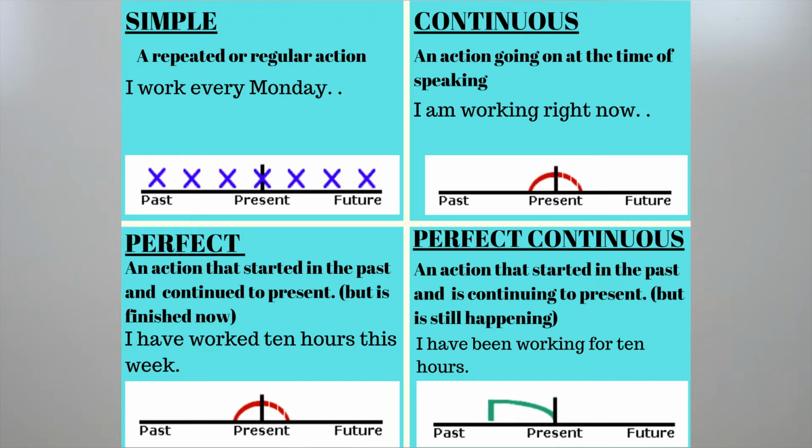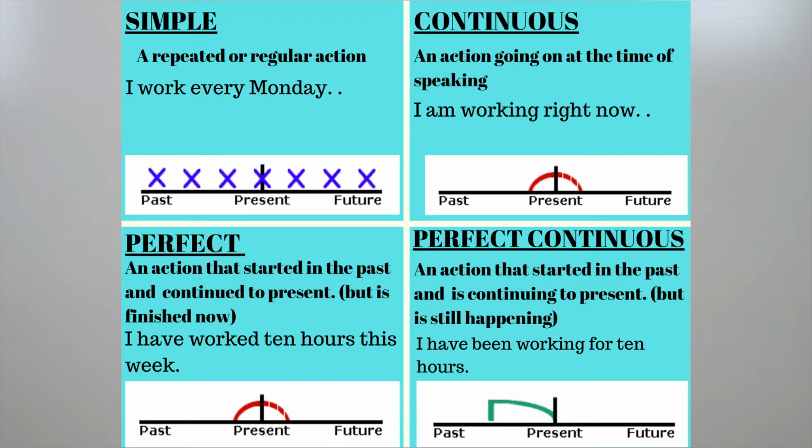On your screen, you will see a basic overview of the 4 aspects. You might want to pause the video and write this chart down. Write down the definition, the example sentence, and even the timeline. Writing things in your own handwriting has proven to help store the information in your brain far better than just looking at something. Write these examples down.